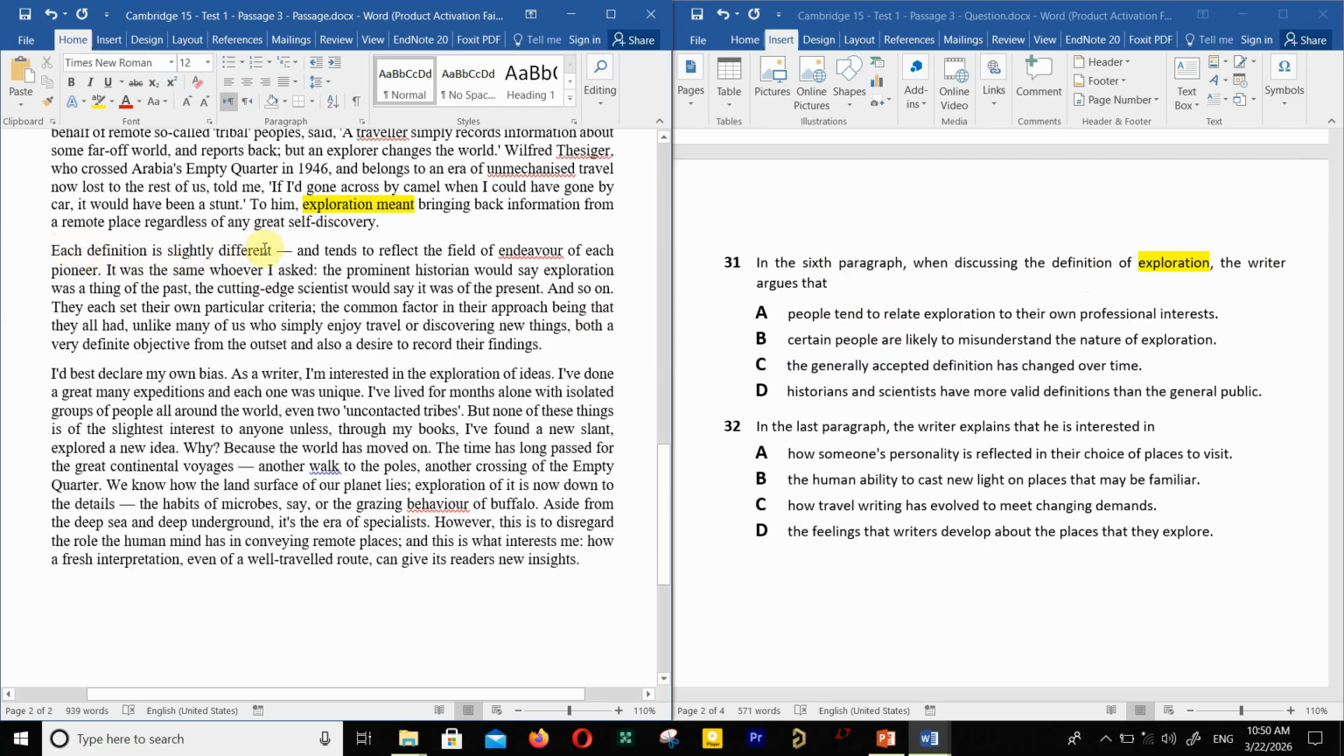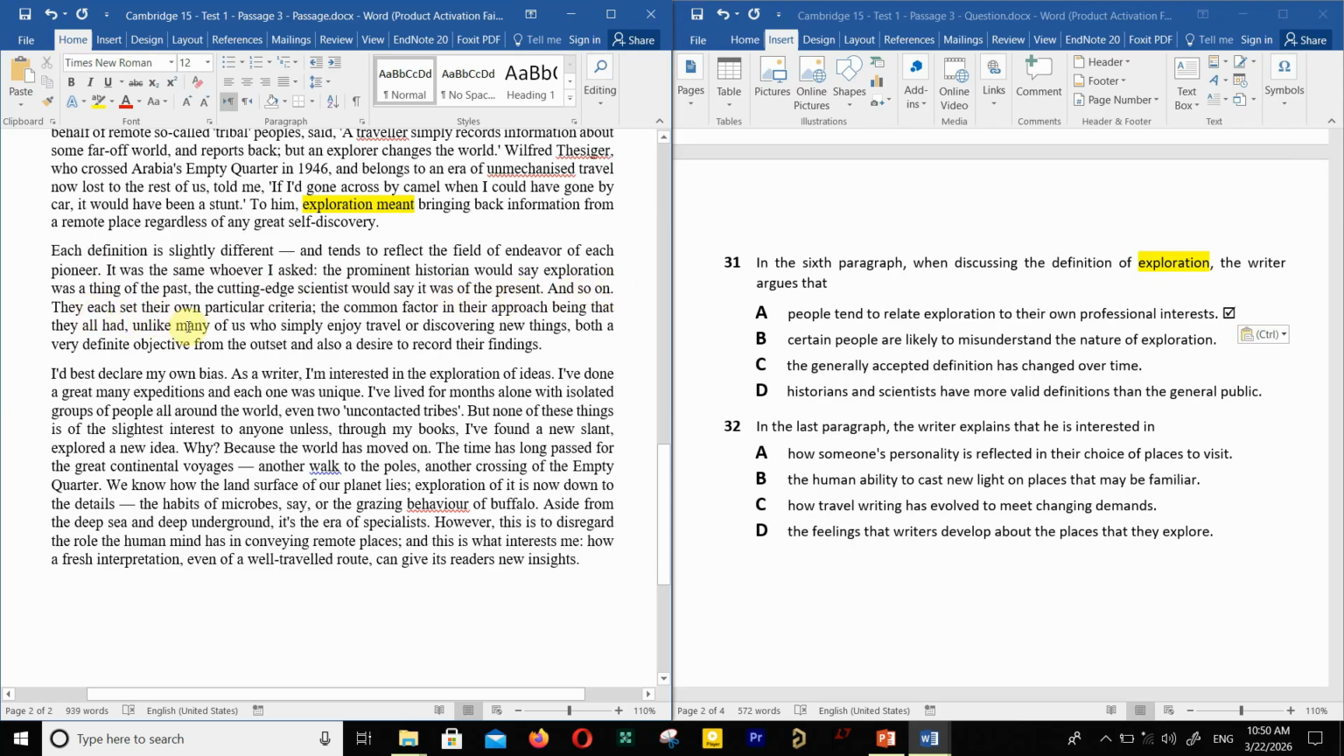Each definition is slightly different and tends to reflect the field of endeavor of each pioneer. Endeavor means to try hard. People tend to relate exploration to their own professional interest. This is the right answer, but in order to have some sort of confirmation, you can read the rest of the paragraph. It was the same whoever I asked. The prominent historian would say exploration was a thing of the past. The cutting-edge scientist would say it was of the present, and so on.